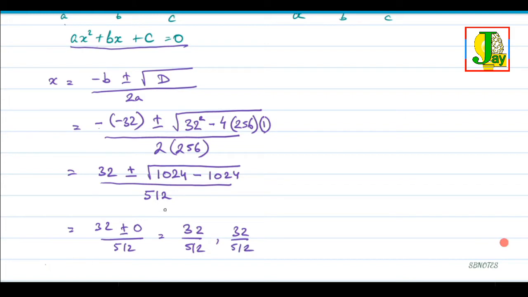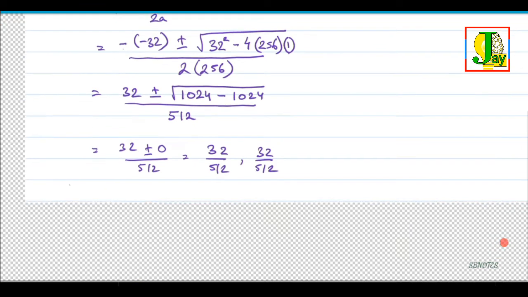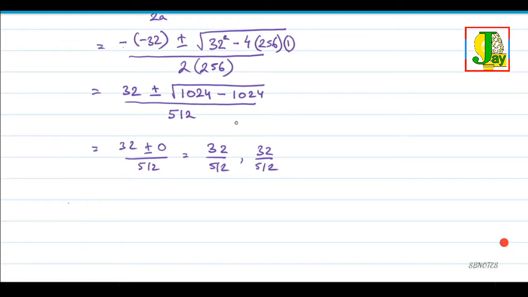When you simplify this part, you get x equals to 32 goes 16 times, so 1 by 16, and you have to write it 2 times. So x equals to 1 by 16 and both the roots are equal.